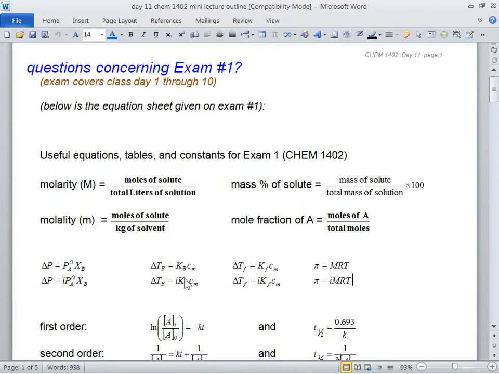What helps, I think, for these solution problems: how does the vapor pressure change? How does the boiling point change? How does the freezing point change? Just remember boiling point elevation, freezing point depression, right? Because then you know what to do with your delta T.